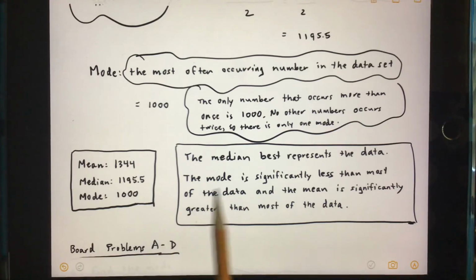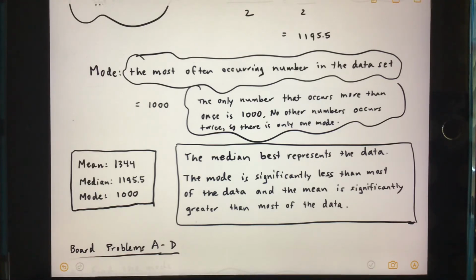Well, the median, in this case, best represents the data. The mode is significantly less than most of the data, 1,000. It's less than all of the other data values. And the mean is significantly greater than most of the data. We saw that 7 data values fell below the mean and only 1 data value fell above it.